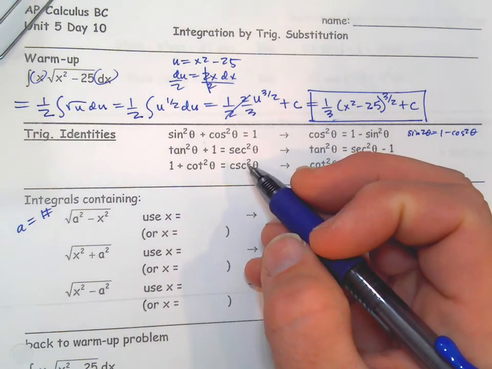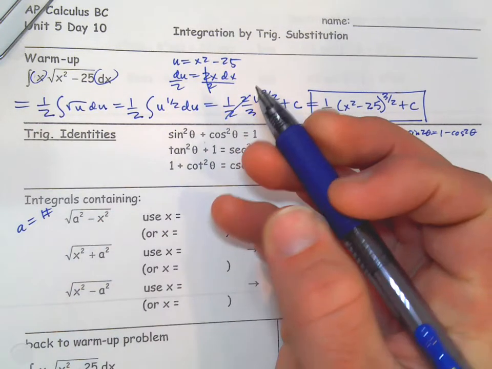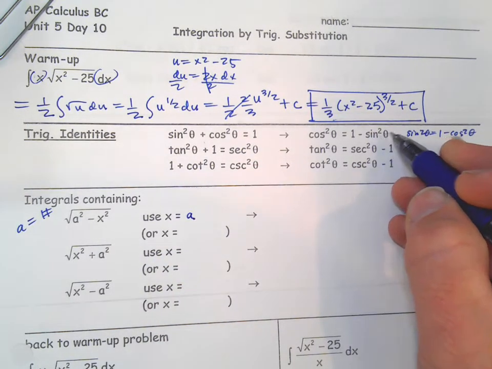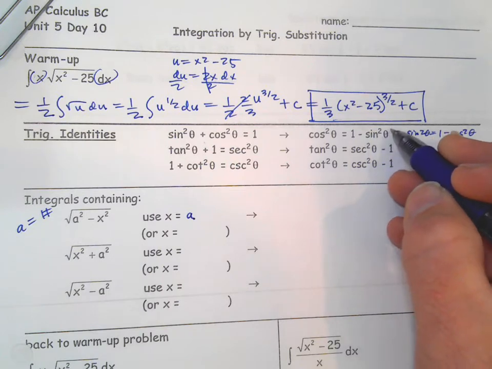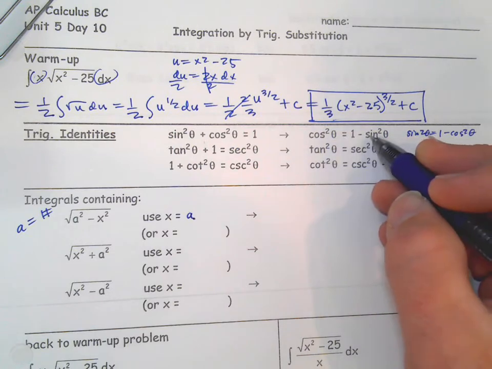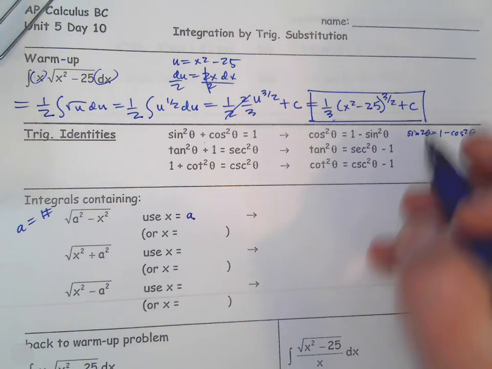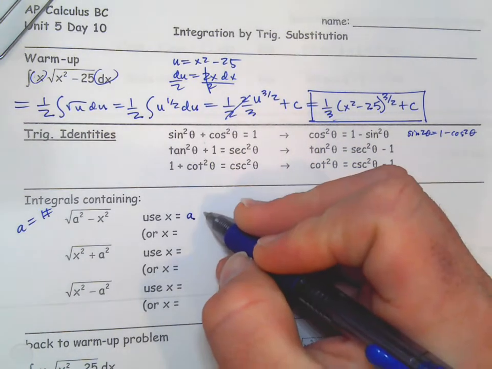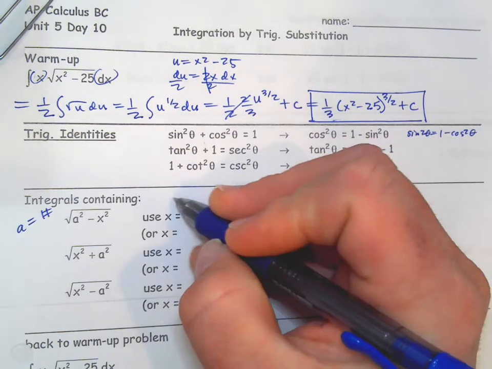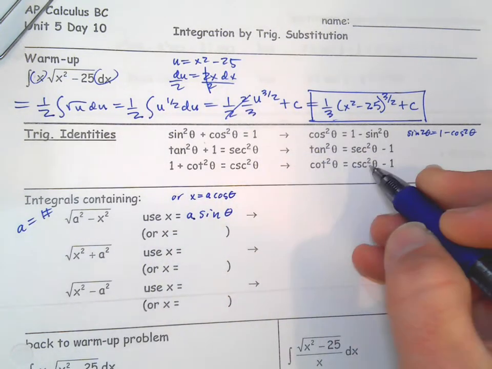So the first thing you're going to want to do is get this to have that a squared in it so that you can factor it out cleanly. So x is going to be a, and since we're going for sine here, the only one of these that has 1 minus trig squared is this one. It's either cosine squared equals 1 minus sine squared or sine squared equals 1 minus cosine squared. So you've got to put either sine or cosine in here. I'm going to do sine, but you could also do x equals a cosine theta. The same types of things will happen.